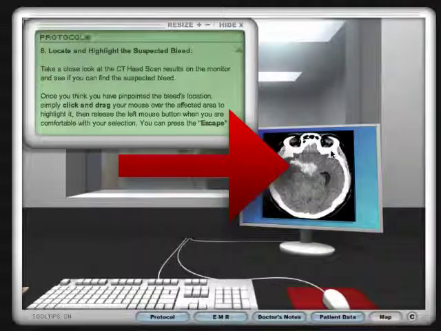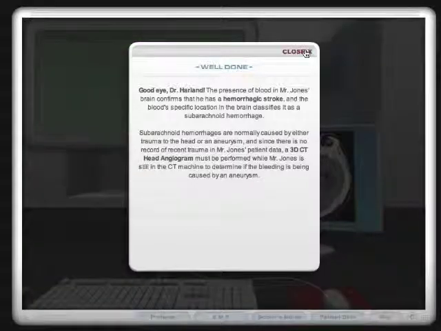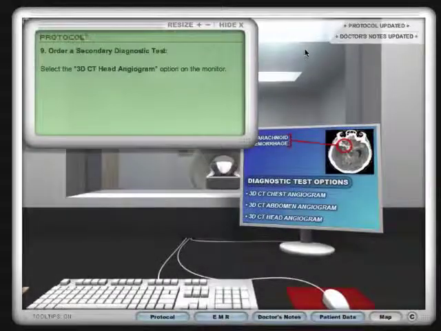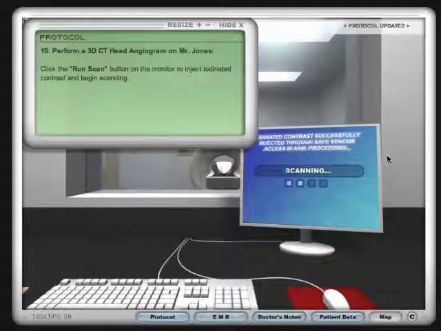In this CT scan, the bleed shows up as a white area. Students will click and drag to highlight the bleed. In the 3D CT head angiogram image, the aneurysm can be viewed as a gray, bulb-shaped vessel.